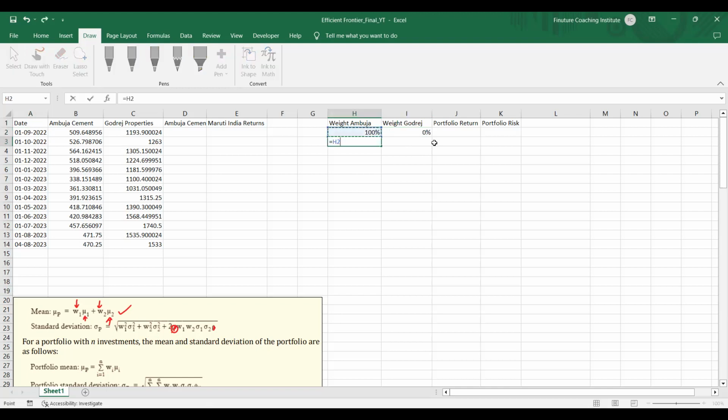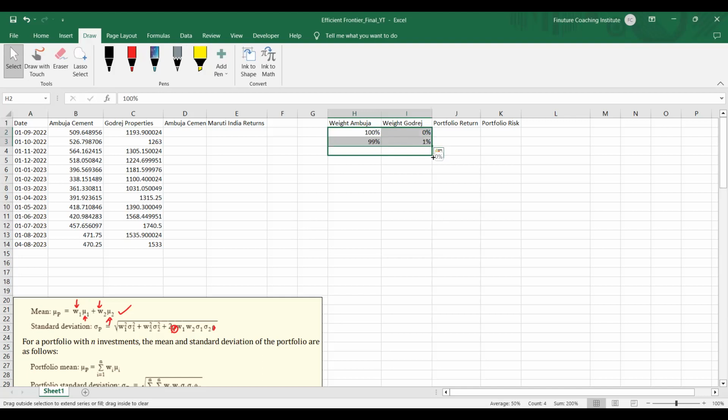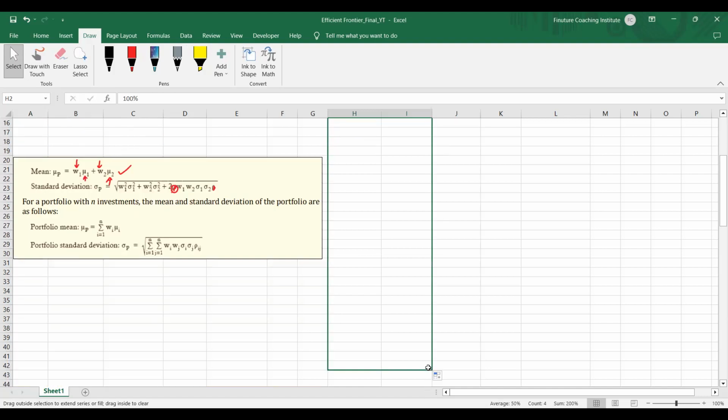Then what you do, you put 99% in Ambuja Cement and you increase that 1% remaining, you allocate that to Godrej Properties. So I'll just add this 1% in this. Likewise, we can go all the way wherein you have complete 100% in Godrej Properties and 0% in Ambuja Cement. So I'll just drag these formulas.